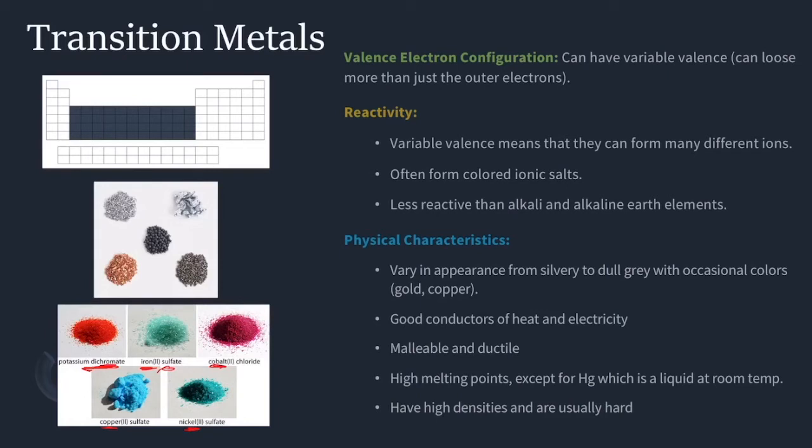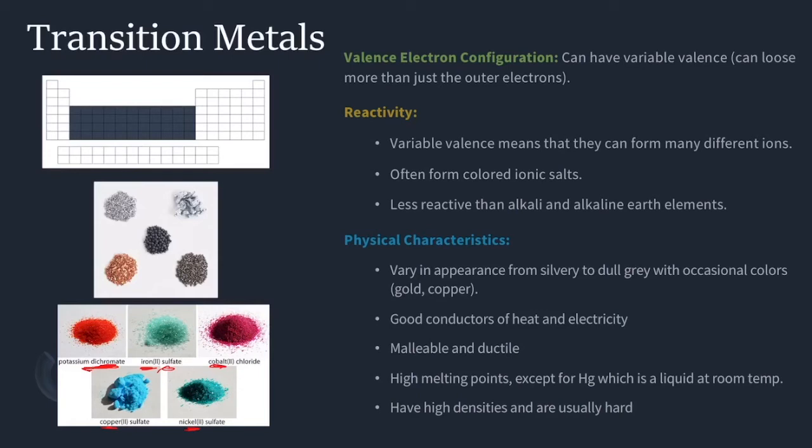These metals are less reactive than the alkali and alkaline earth metals, and that's partly because their valence electrons are located in more than one energy level, so it's harder to get these to react. Some physical characteristics: they vary in appearance, from a shiny silvery substance to something kind of dull grayish, and we can have colored metals like gold and copper in this group.